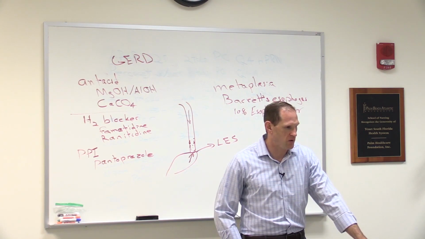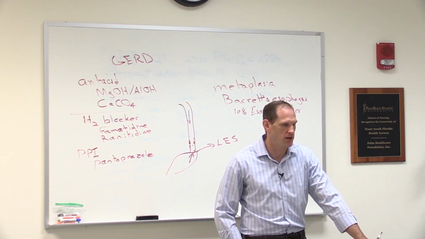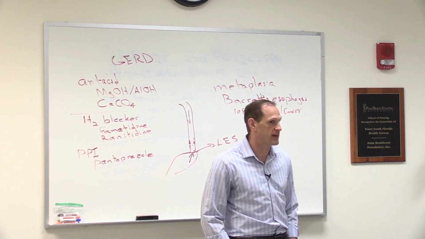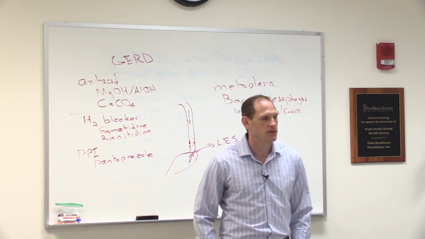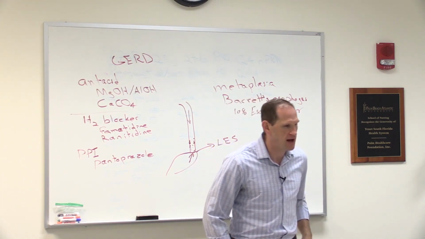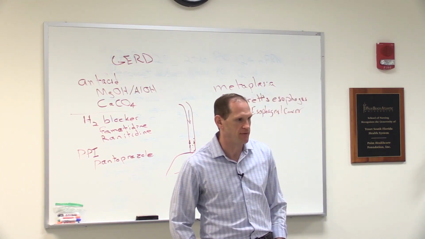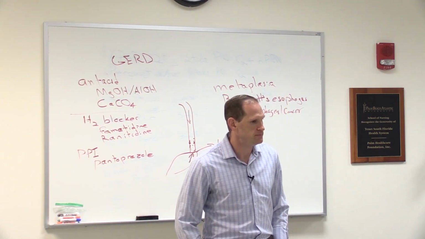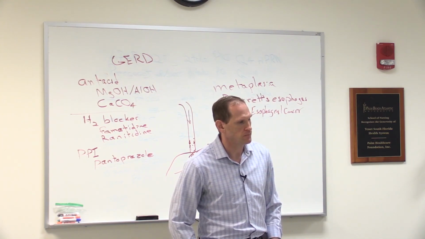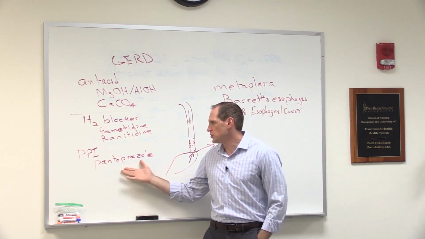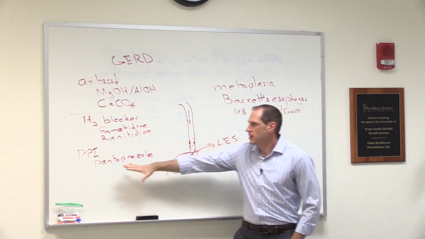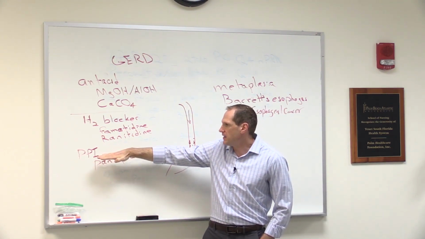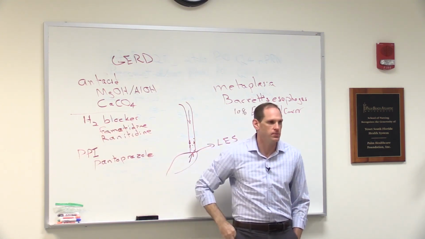So the drugs you need to know are omeprazole and pantoprazole. The reason you need to know omeprazole is it's Prilosec and it's available over the counter. Pantoprazole is often used in hospitals because it can be given IV. So, usually if a patient's got Barrett's esophagus, you're going to give them a PPI, and you may give them a PPI plus an H2 blocker.